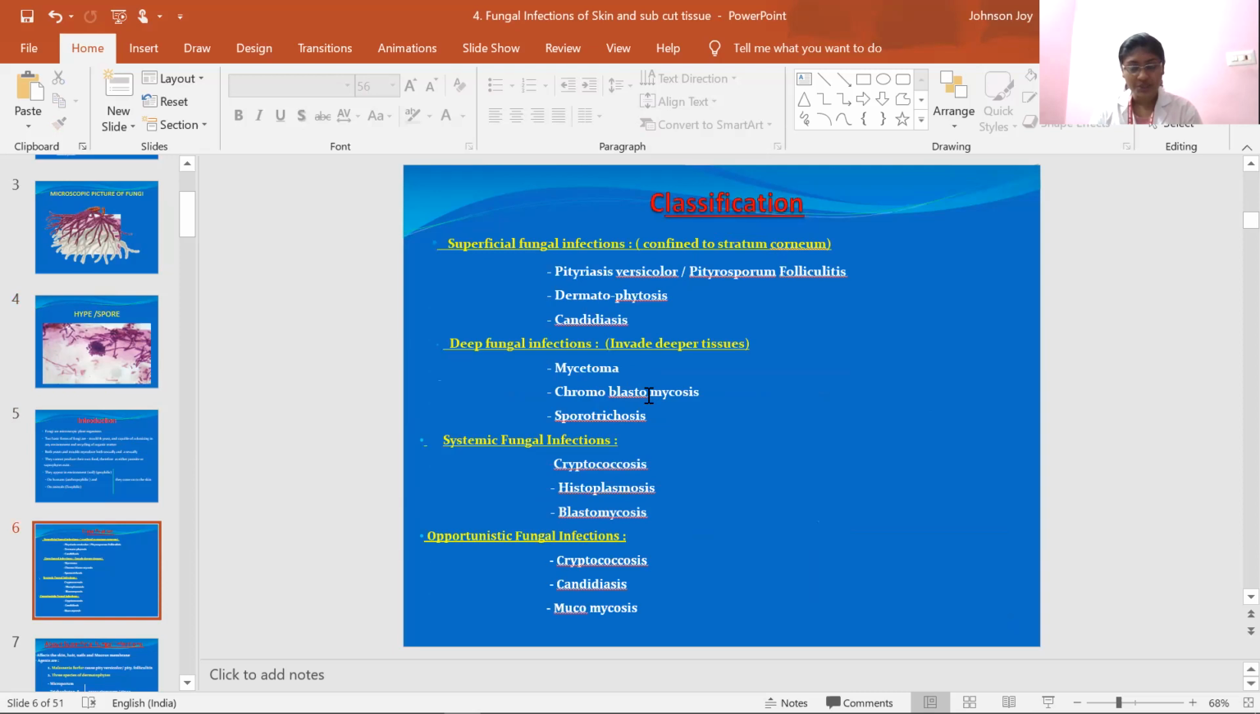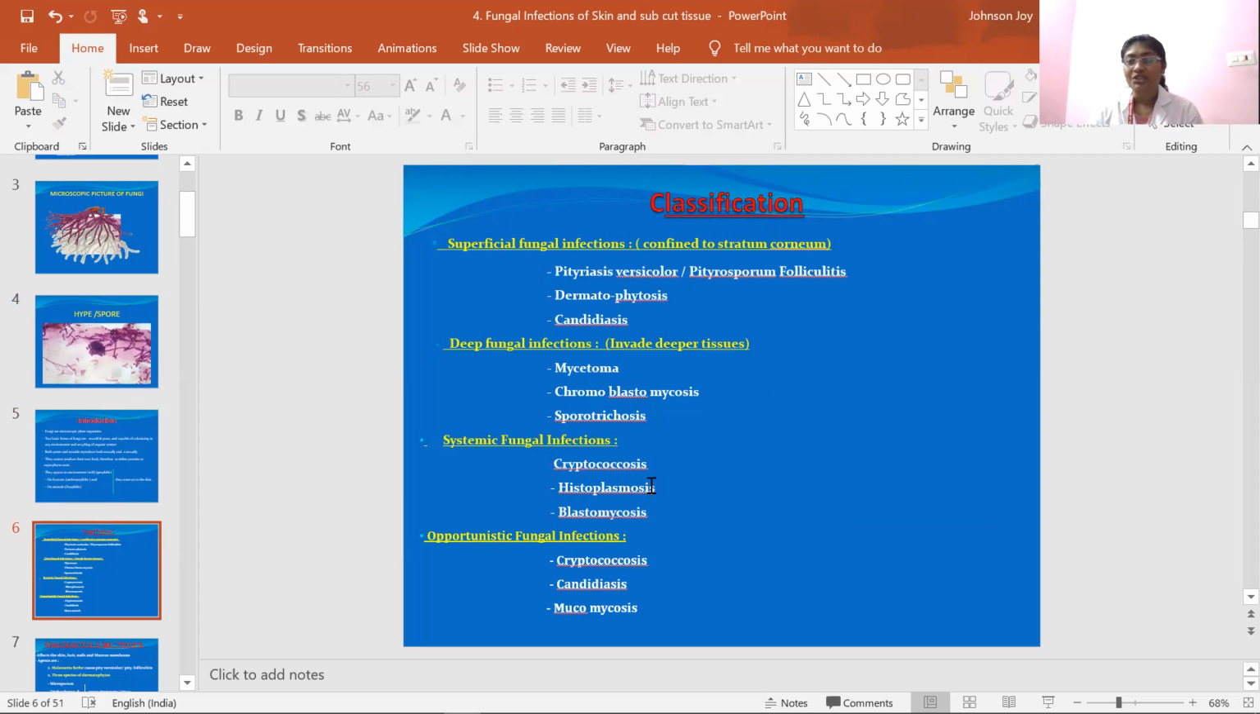Coming to the classification of fungal skin infections, it can be divided into superficial fungal infections, which are confined to the stratum corneum. The stratum corneum is the topmost layer of the skin and the epidermis. So when the fungal infection is only confined to the stratum corneum, we call it a superficial fungal infection. For example, pityriasis versicolor or Pityrosporum folliculitis, dermatophytosis, and candidiasis.